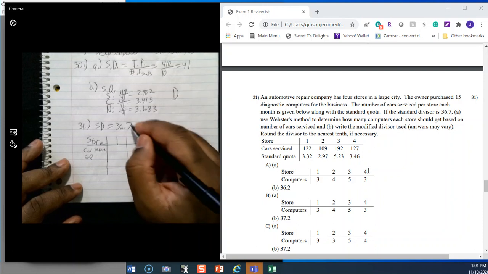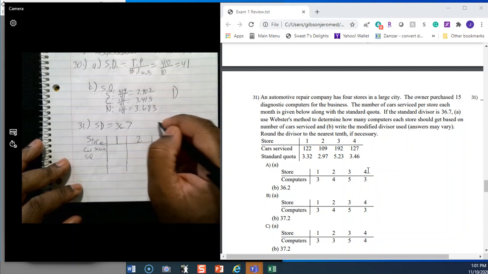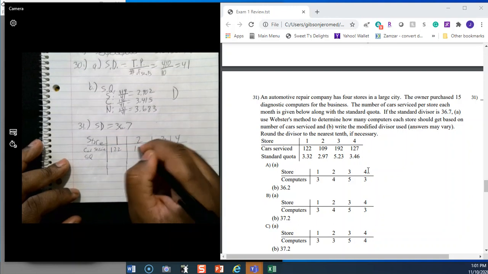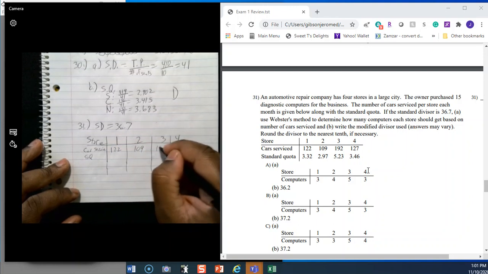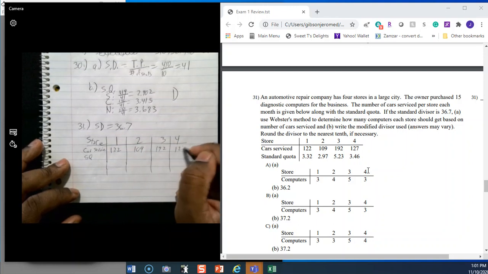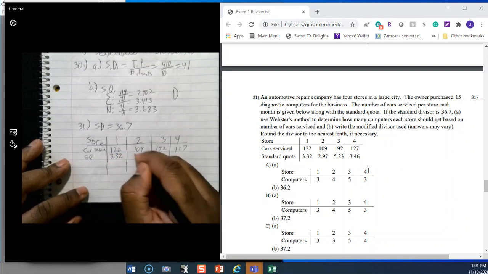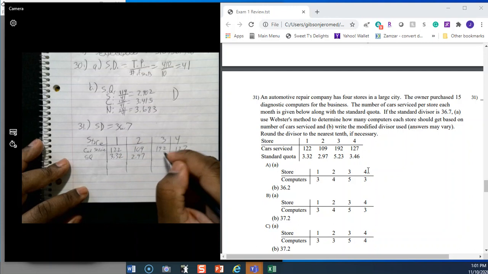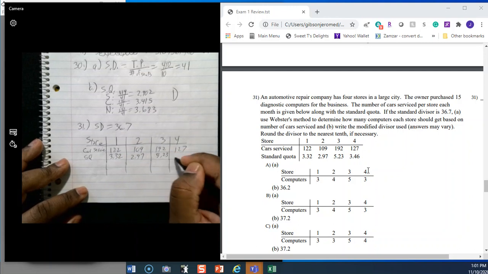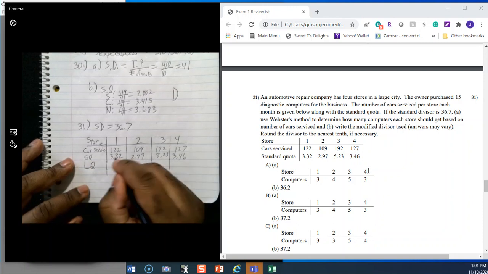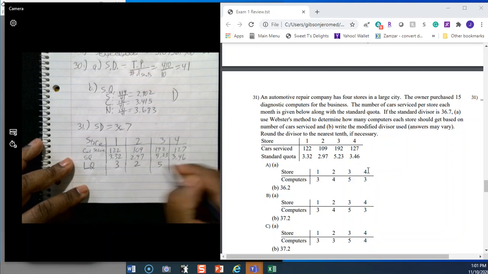So we have, let's see, 122, 109, 192, 127, standard quota, 3.32, 2.97, 5.23, 3.46. Okay, so we need to do the lower quota. Lower quota is just the number in front of the decimal, so it'd be 3, 2, 5, 3.